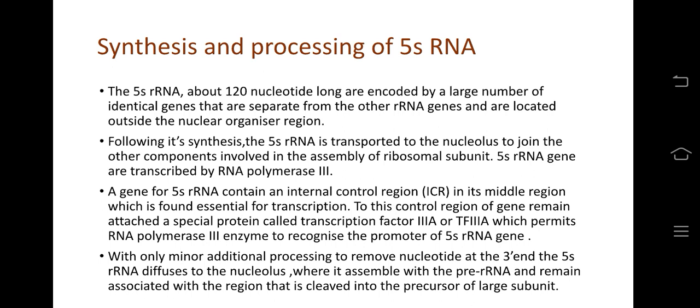The gene for 5S rRNA contains an internal control region in its middle, which is essential for transcription. To this control region of the gene remains attached a special protein called transcription factor 3A, or TFIIIA, which permits RNA polymerase III enzyme to recognize the promoter of the 5S rRNA gene. With only minor additional processing to remove nucleotides at the 3' end, the 5S rRNA diffuses to the nucleolus, where it assembles with the pre-rRNA and remains associated with the region that is cleaved into the precursor of the large subunit.